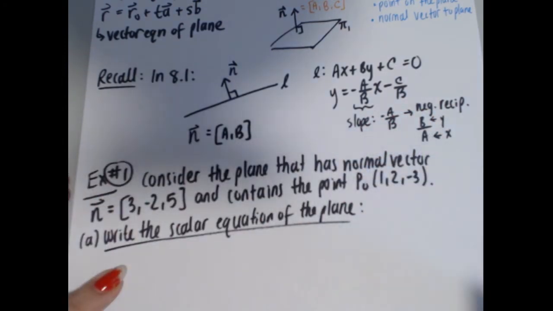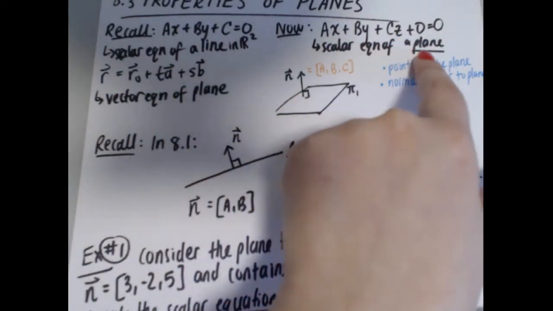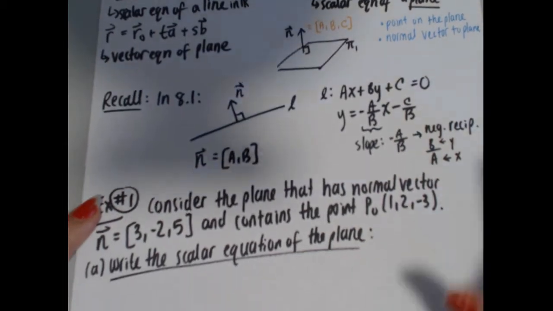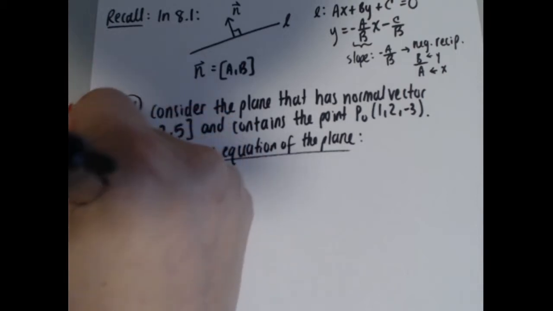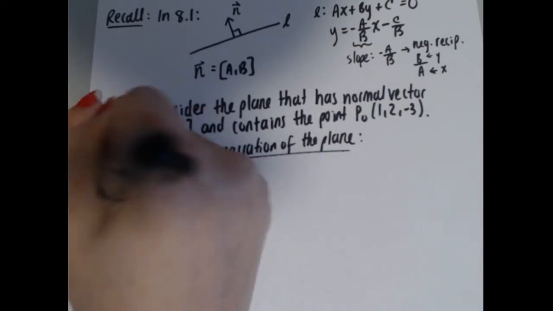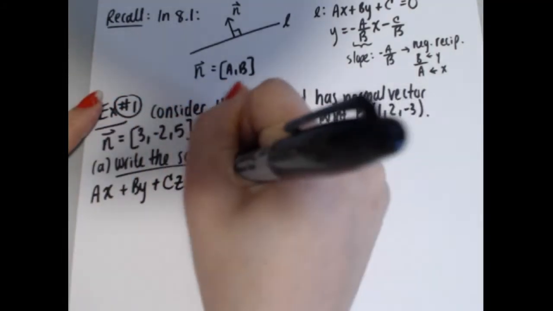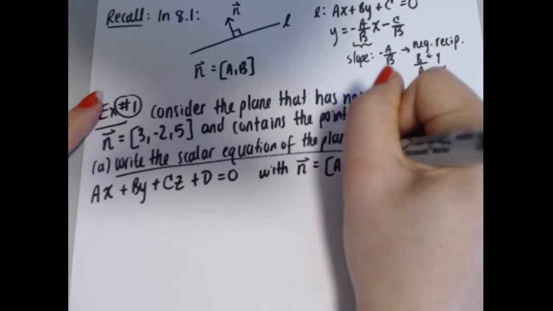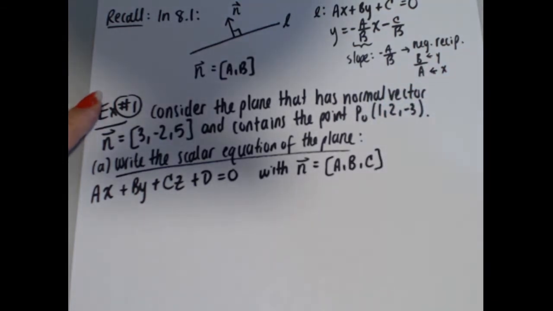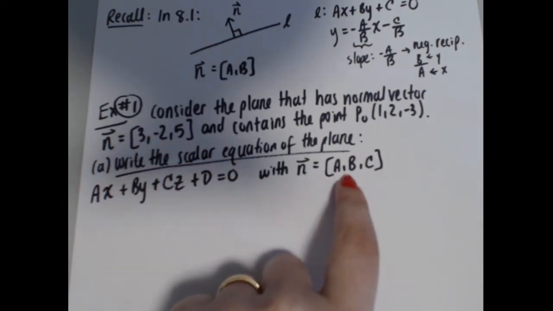Okay, so remember, vector equation, we did that last time. That was this equation. Scalar means that one right there. Okay, with the A's, B's, and C's. All right, so first thing I like to do is always say what the general equation is. I know that the general equation for the scalar equation of a plane should look something like this. Ax plus By plus Cz plus D is equal to 0, with the A, B, and C values being determined by the normal vector. The normal vector is given by A comma B comma C. Well, guess what? I have the normal vector. It's right there, [3, -2, 5]. And so I know A, B, and C.